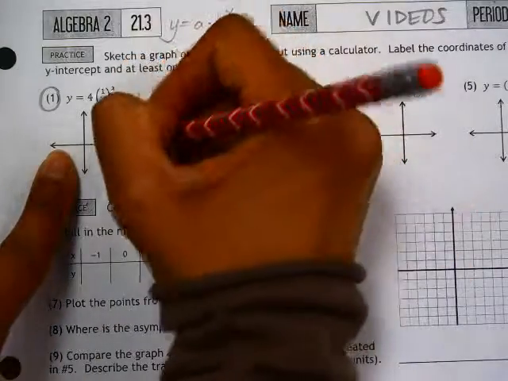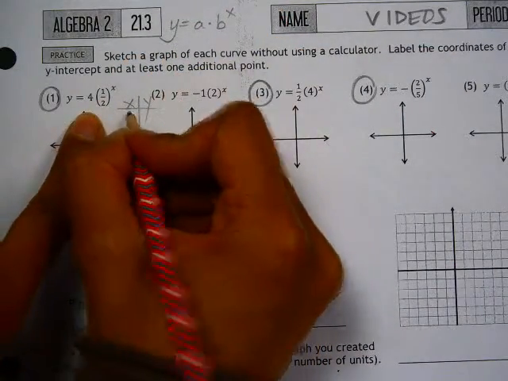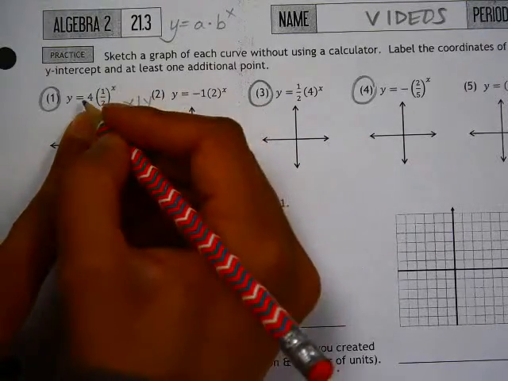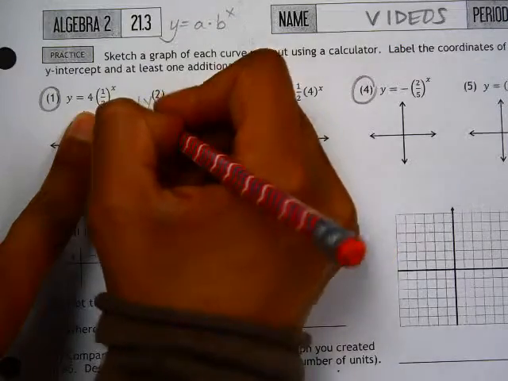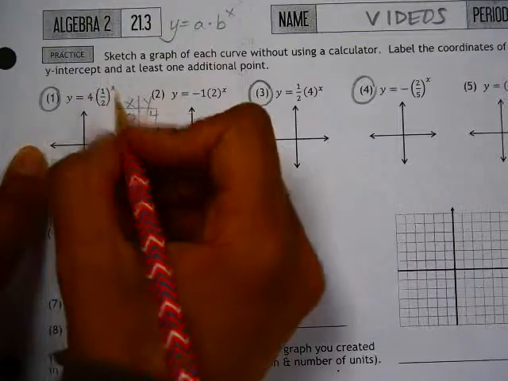So to find the y-intercept of any graph, we're going to plug in x equals 0. 4 times 1/2 to the 0 is 4 times 1, which is just 4. Again, 4 is the starting value, which is the same as the y-intercept.